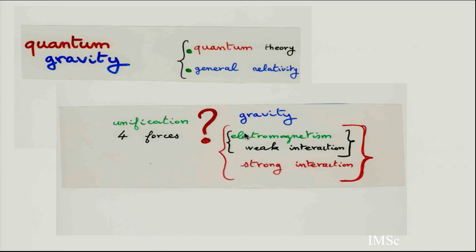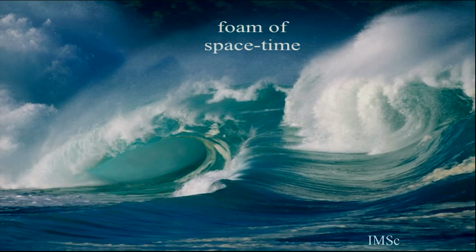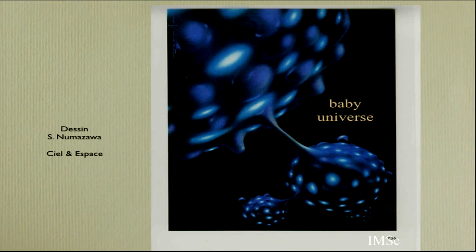So in quantum gravity, people talk about the foam of space-time. There are some like waves, the foam, like soap, and they talk about baby universes. Some universes are born from another universe. So for 30 years, this has been the Holy Grail of physicists, to try to have a unique theory, and there are different candidates to unify everything, the theory of everything, as they say.